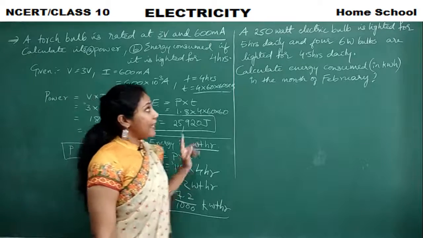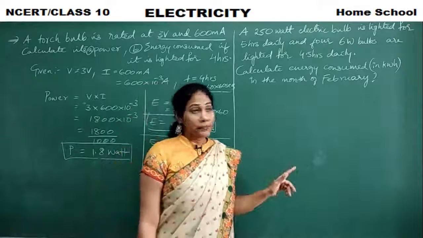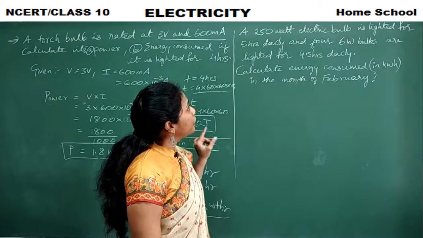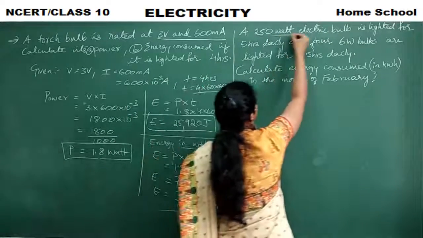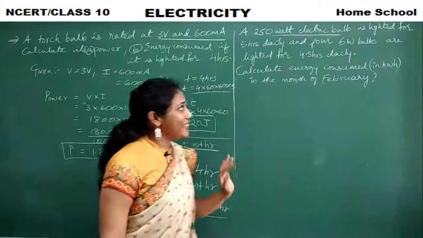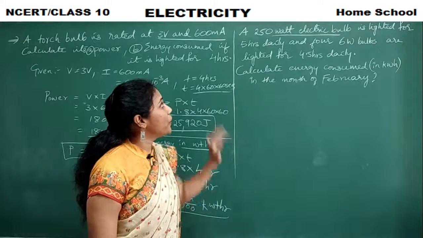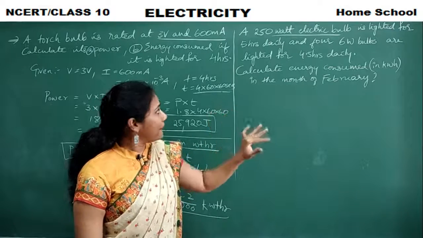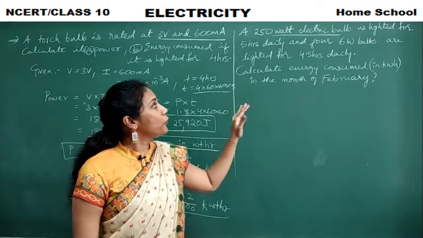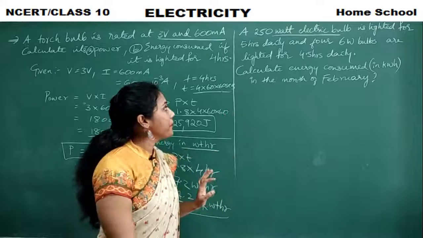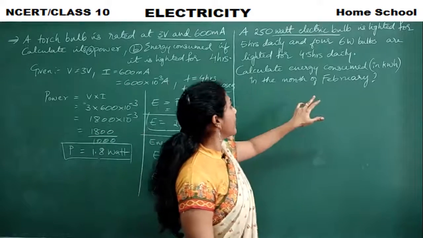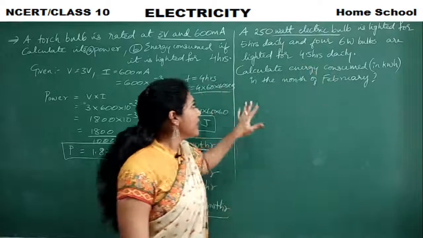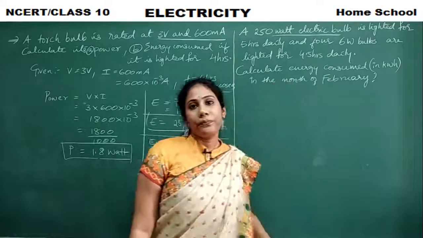Okay, the next important model is, just look at the question. A 250 watt electric bulb is lighted for 5 hours daily. And 4 6-watt bulbs are lighted for 4.5 hours daily. Calculate energy consumed in kilowatt hours. You have to calculate energy in kilowatt hours in the month of February.